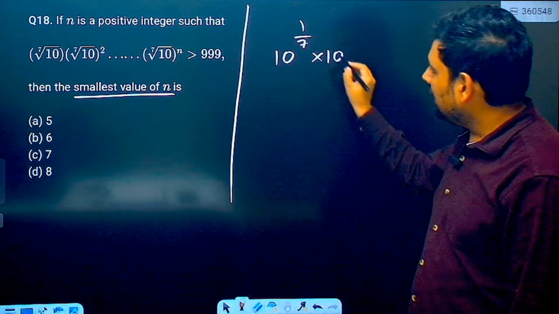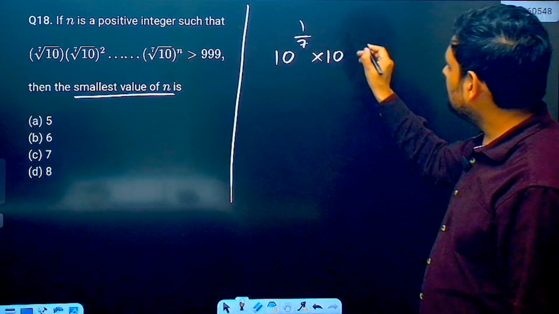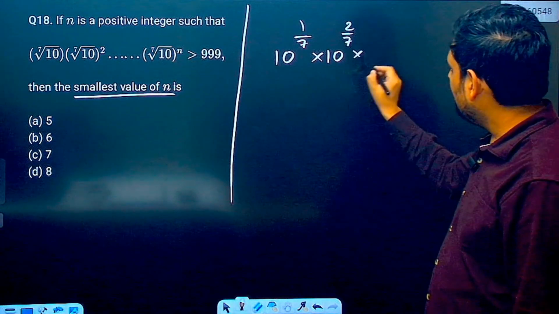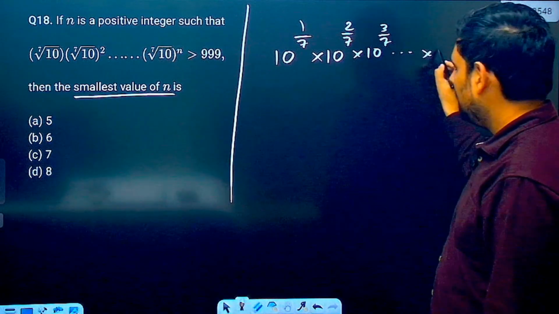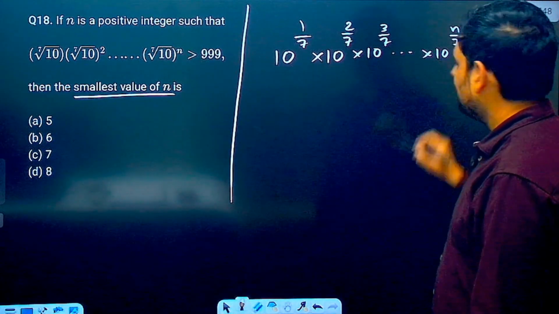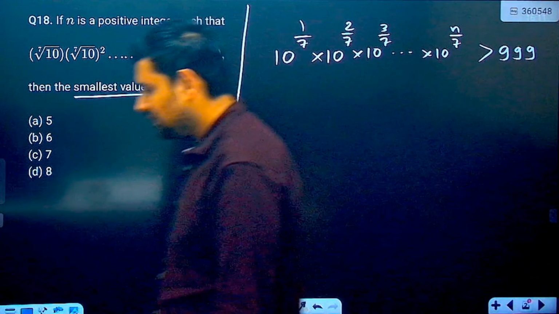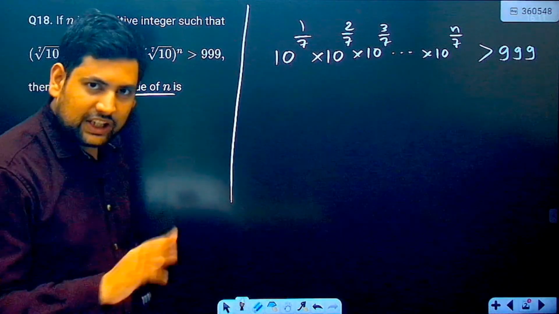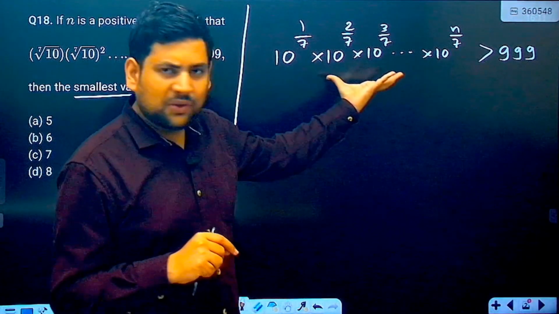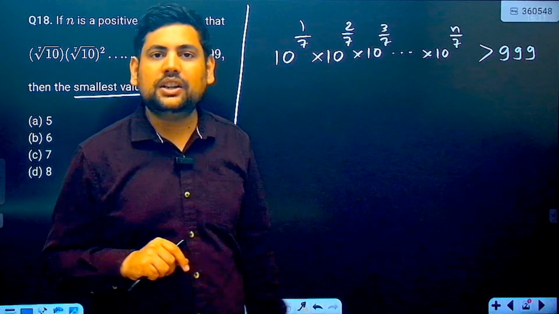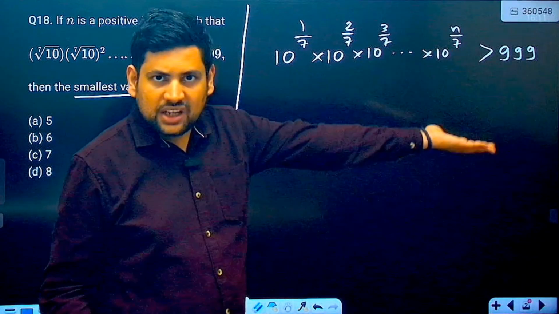Then into 10 power, again 1 by 7, but now square of this. So square of this will be 10 power 2 by 7. Then next is 10 power 3 by 7, and it goes on till 10 power n by 7. Now this is given to be greater than 999. Now if you don't know anything, at least you will know that you want to find the smallest n. That means you will want some small number which is just bigger than 999. Otherwise I can take n as 5000. Will this satisfy? Yes.